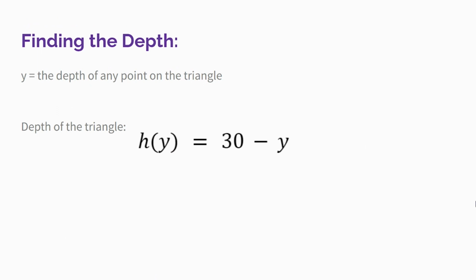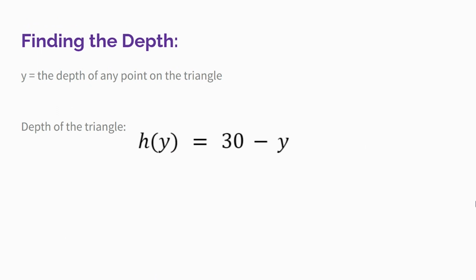I find that that's a little easier to do. We start off by creating the variable y, which is the height of any point in the space created by the triangle. Thus, given that our window is 30 feet under the ocean, our depth, or h of y, is 30 minus y. And this will make more sense once we see what's on the next slide.